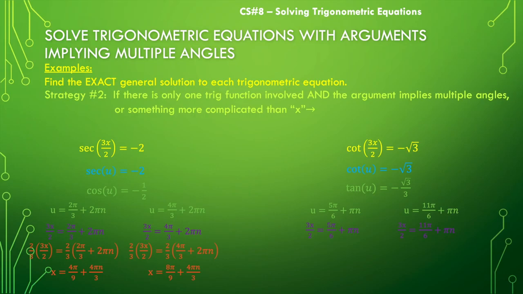All right, let's get rid of the coefficient to x. So we'll multiply both sides of both equations by 2/3.